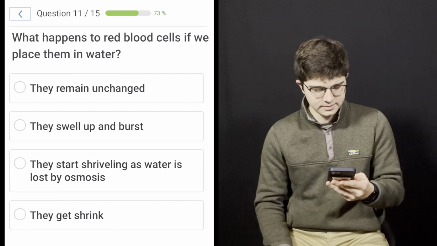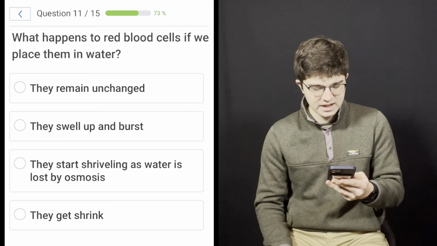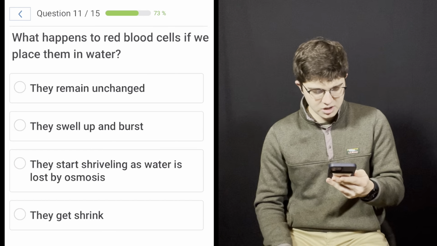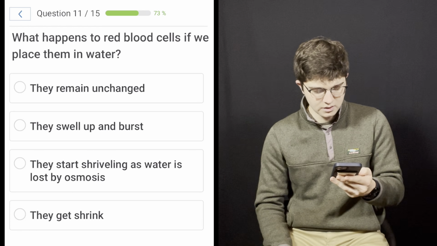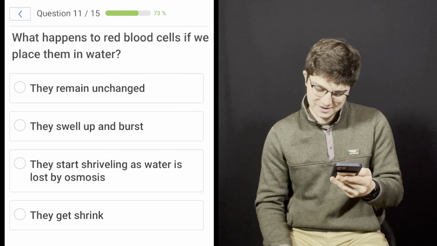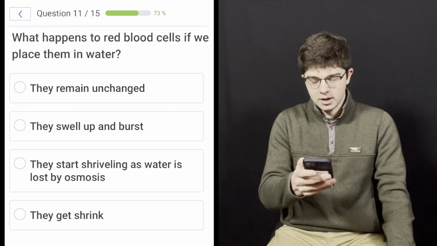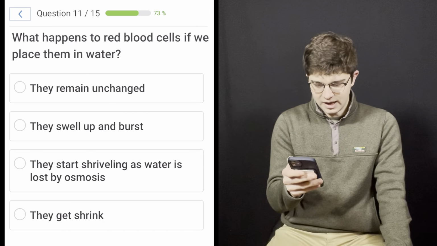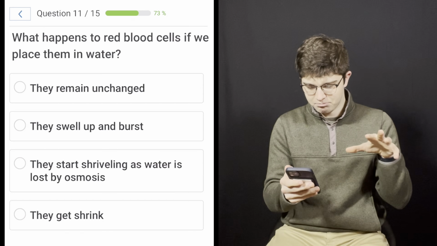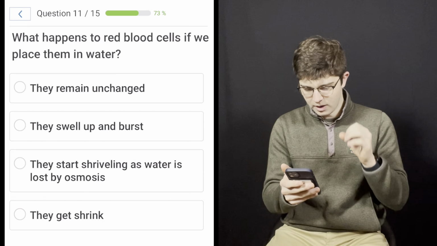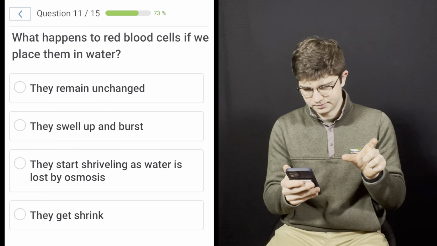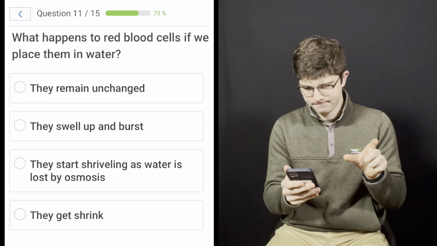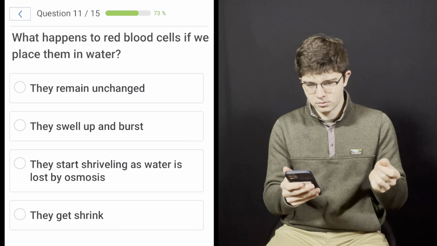So question number 11. What happens to red blood cells if we place them in water? They remain unchanged, they swell up and burst, they start shriveling as the water is lost by osmosis, or they shrink. Okay, so if we just have pure H2O with a red blood cell in the middle, salt is going to try to diffuse out of the blood cell. Or no? I would say so.